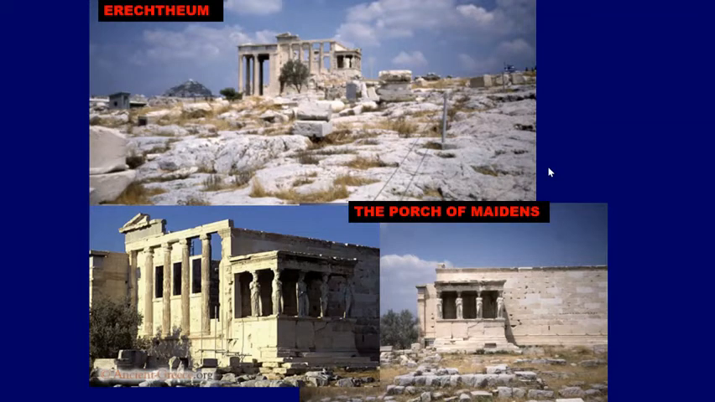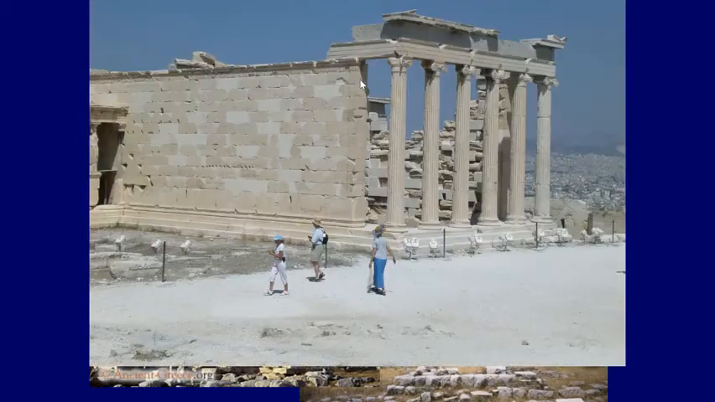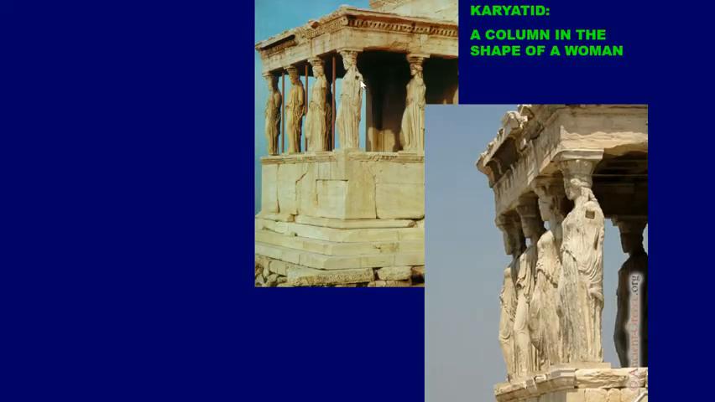All right, this is the Erechtheum at the side. We're going to focus on that little part right there, which is called the Porch of Maidens. And if you look, that's the other side of it. And if you look real close at the Porch of Maidens, there are these columns that are shaped like women, and those are called caryatids. And I want you to write down the definition here. Caryatid is a column in the shape of a woman.